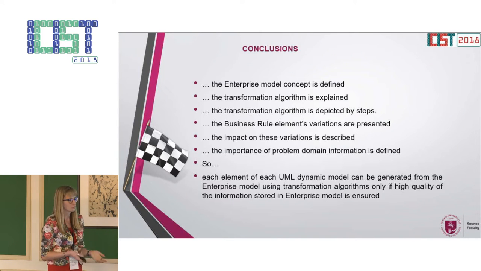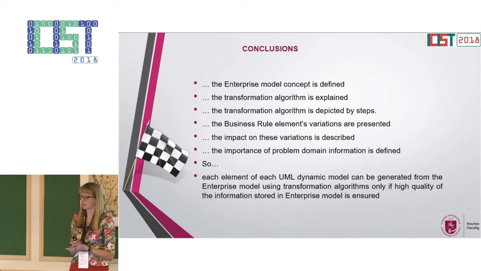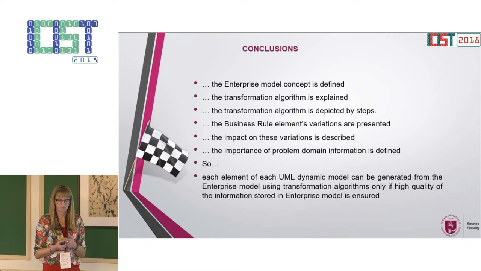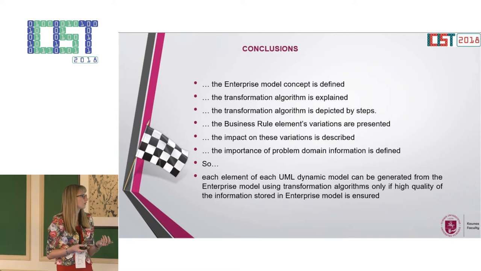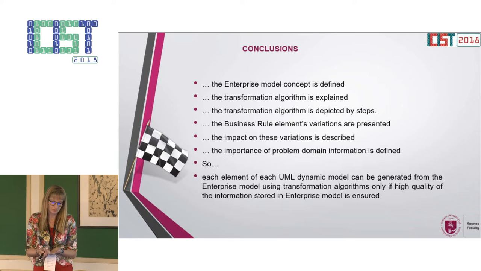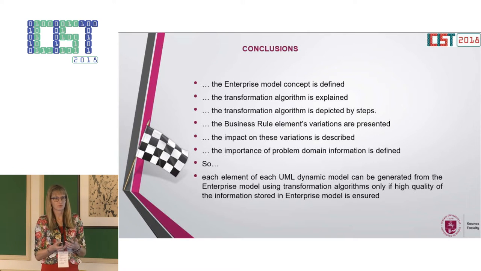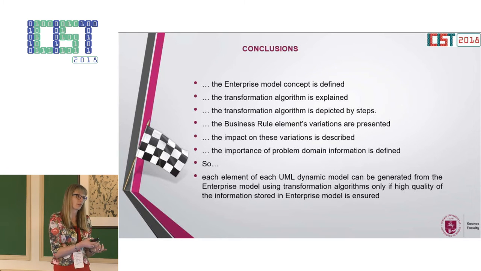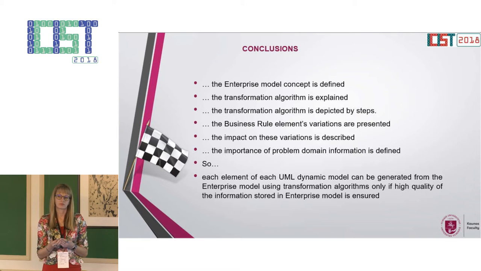So, conclusions. We know that the enterprise model was defined, I explained the transformation algorithm, I also presented the business rule element variations, and the impact of these variations is also described, because, as I said, from one business rule element in the enterprise model, we can generate very different elements of UML diagrams, UML models. So the main idea of the research is that only high quality information stored in the enterprise model can help us generate correct and truly right elements of UML models.